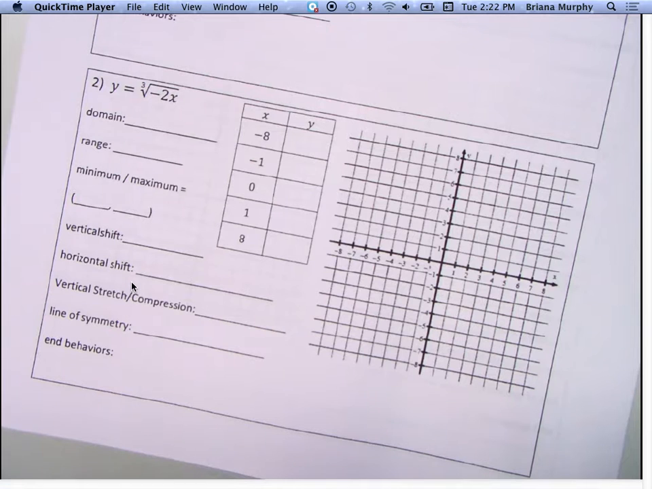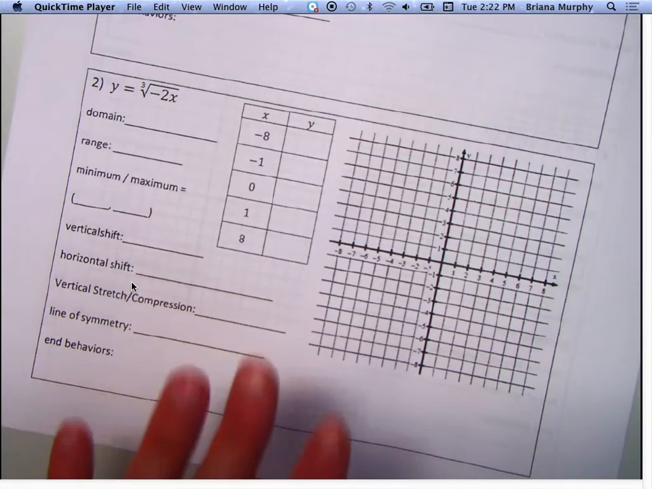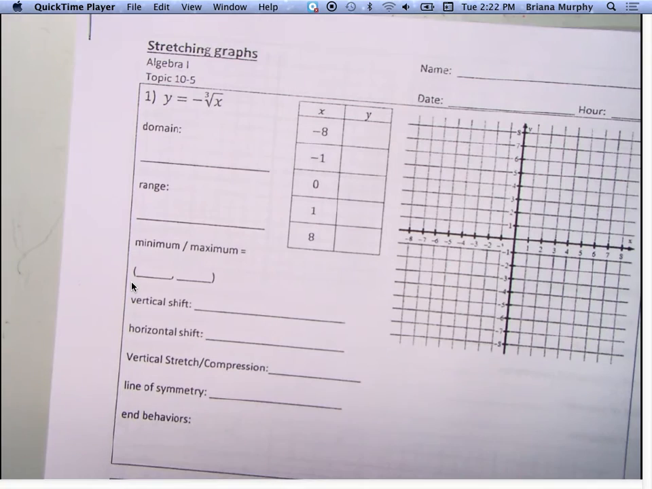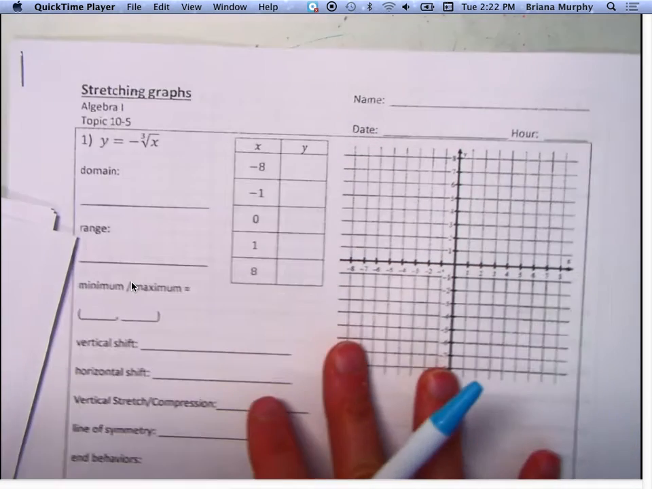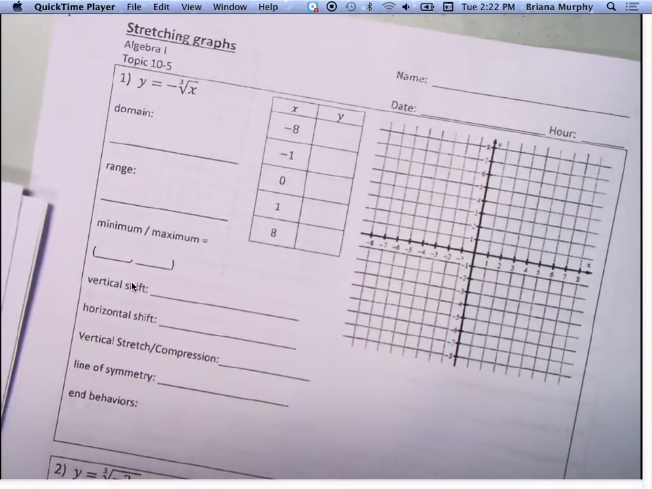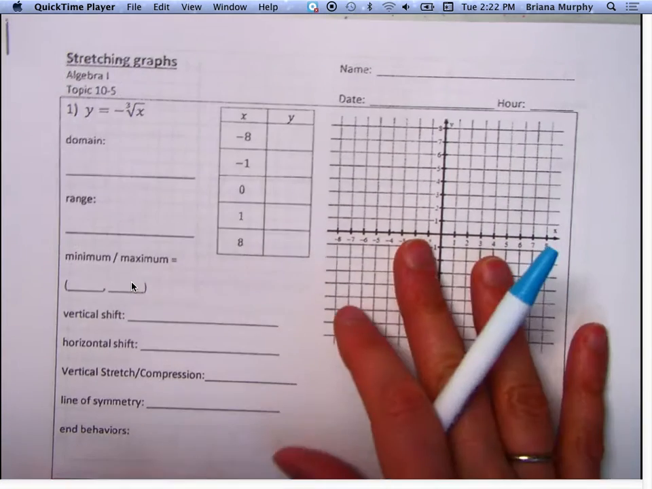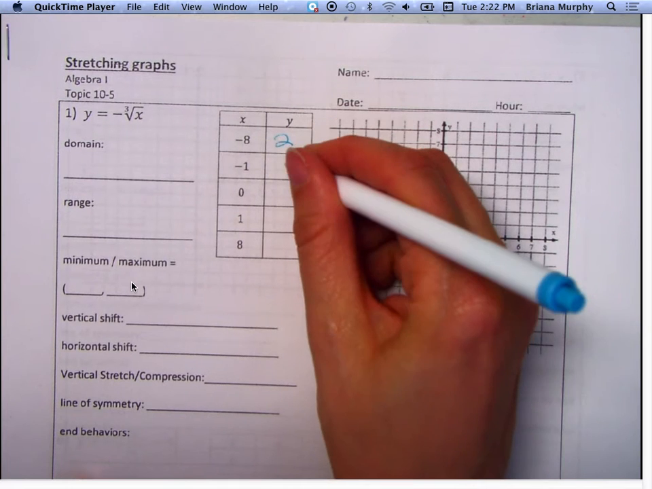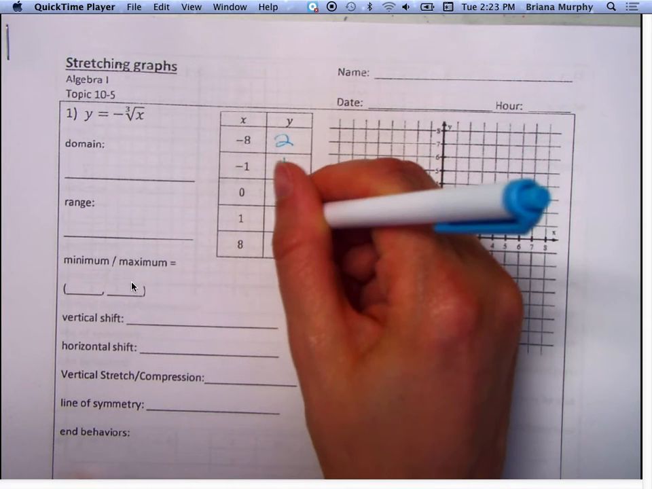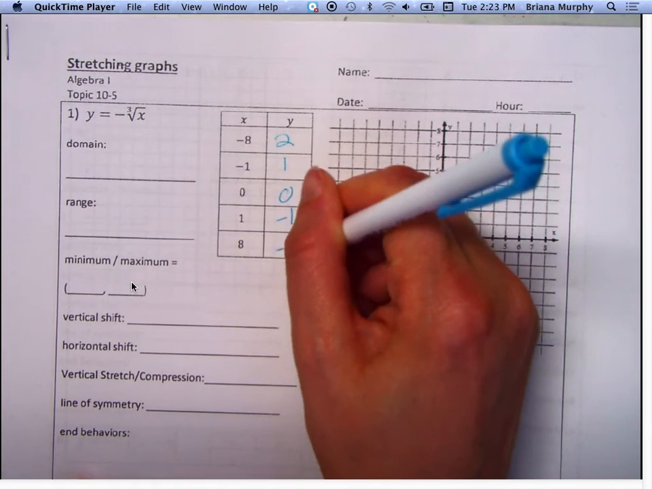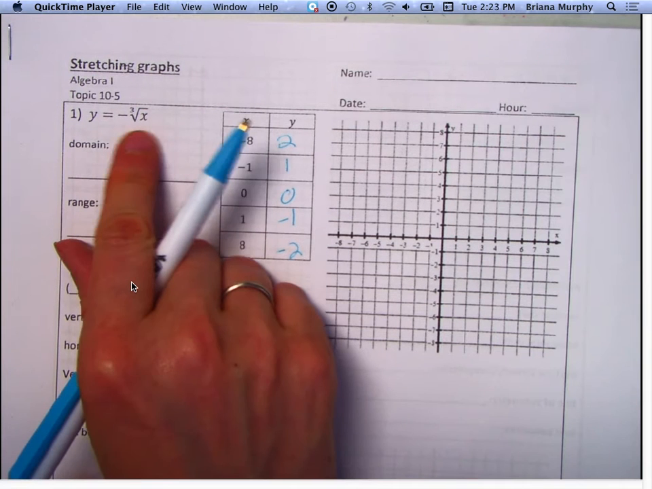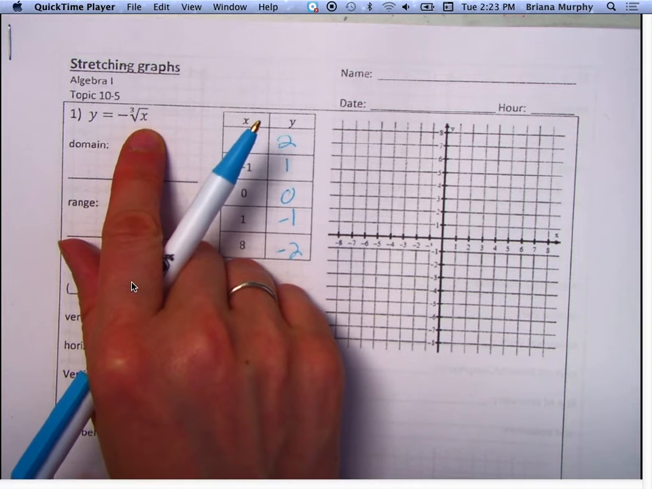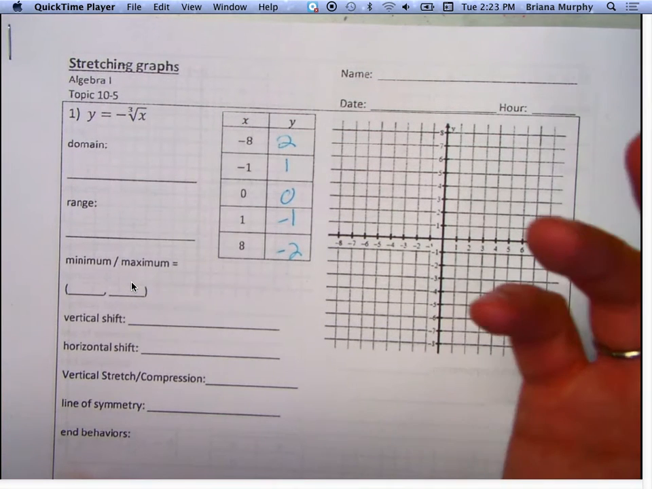For 10.5, which is all about stretching and compressing. So if we look at number 1, we've got a fun and exciting cube root. When I plug in -8, I get -2. When I plug in -1, I get -1, 0 gives 0, 1 gives 1, and 8 gives 2. I can just do this by putting it in my calculator and hitting Control-T. I think that's the easiest way to do it.